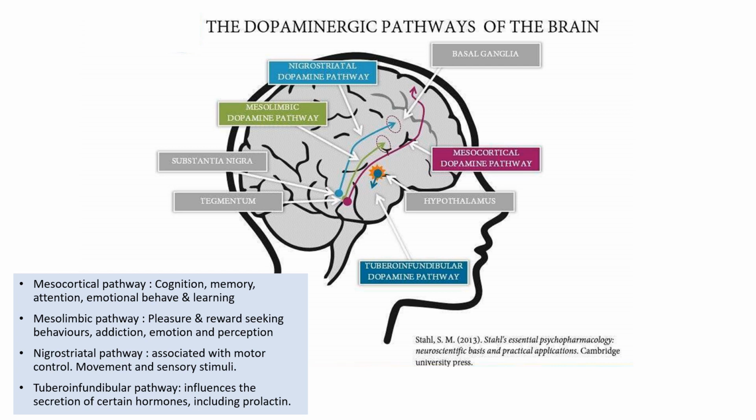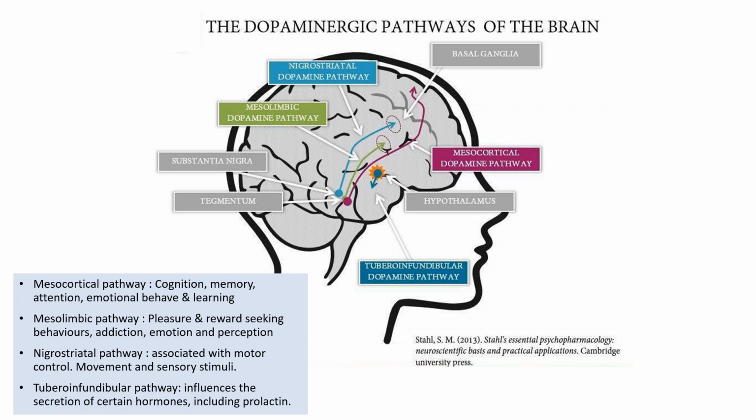The second pathway is the Mesolimbic Pathway, labeled in green. The pathway begins in the ventral tegmental area and connects to the limbic system via the nucleus accumbens, the amygdala, and the hippocampus. The Mesolimbic pathway is associated with pleasure and reward-seeking behaviors, addiction, emotion, as well as perception.